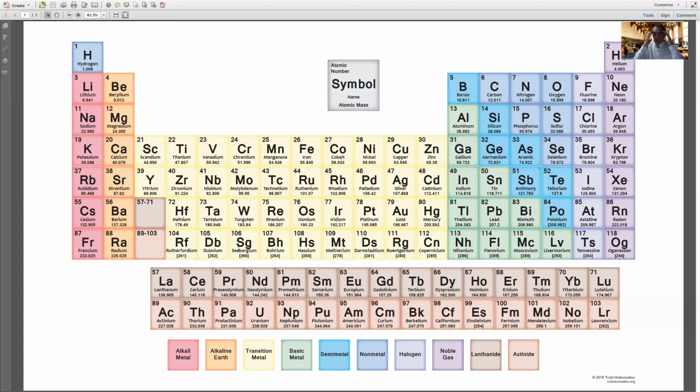You might think, oh my gosh, how am I going to be able to do this if I don't have a periodic table? And the answer is you will always have a periodic table. You always have the periodic table available to you whenever you take any kind of test in this course.